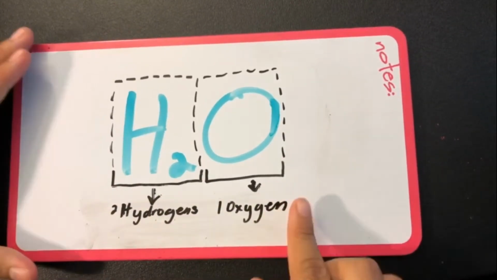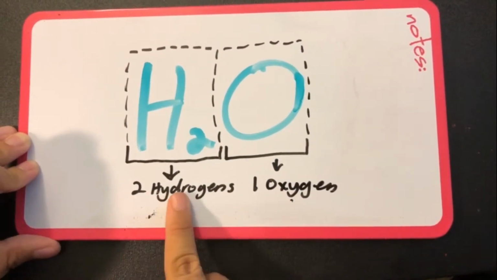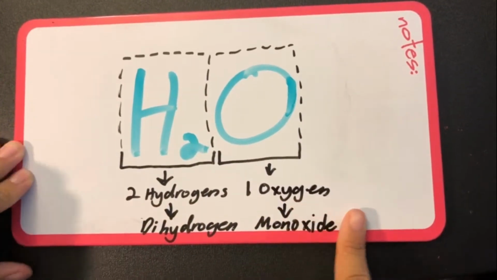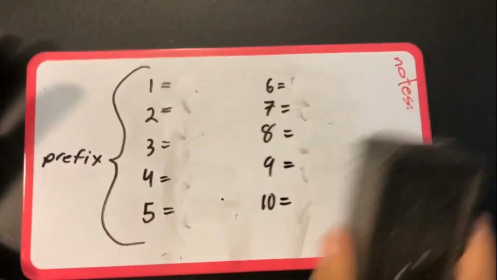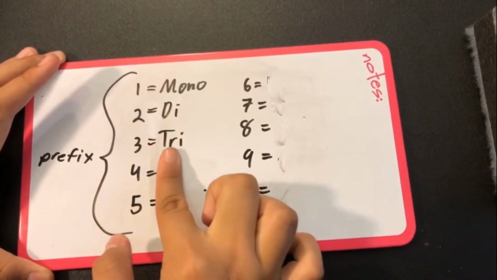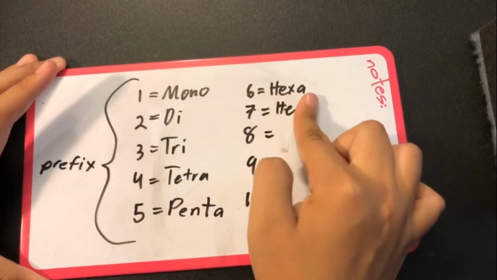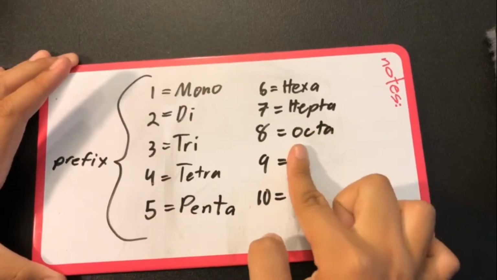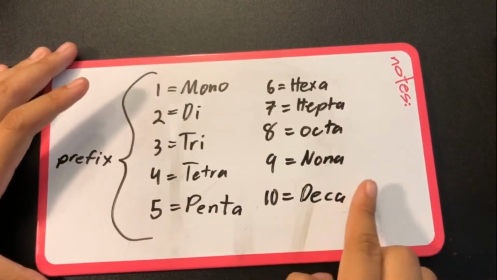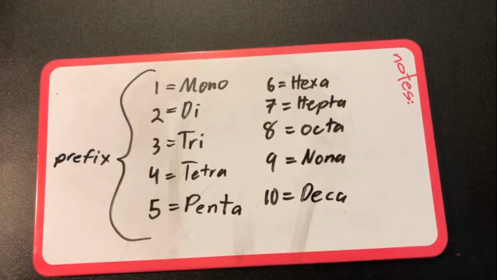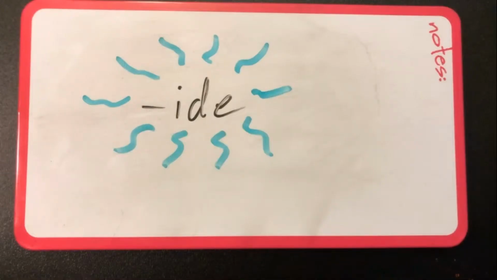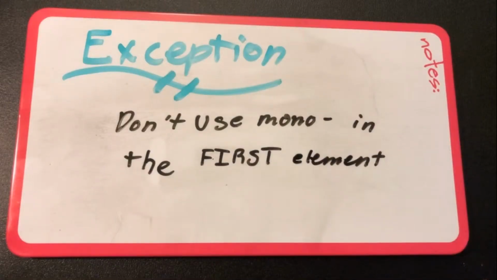The main difference between ionic and covalent nomenclature is that covalent nomenclature uses prefixes based on how many you have of an atom. Mono for 1, di for 2, tri for 3, tetra for 4, penta for 5, hexa for 6, hepta for 7, octa for 8, nona for 9, and deca for 10. This would apply to all elements in the name. Then, you add the suffix IDE to the last element listed. However, there is an exception of using mono in the first element in the name.